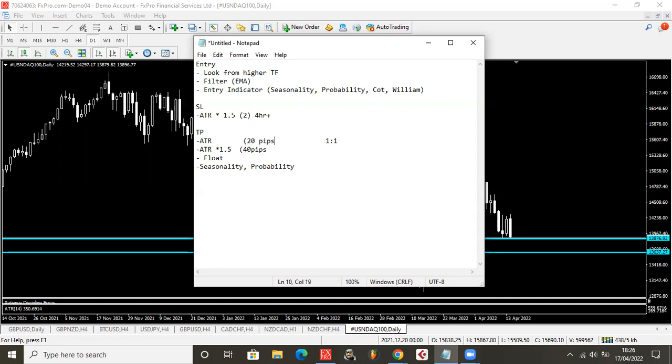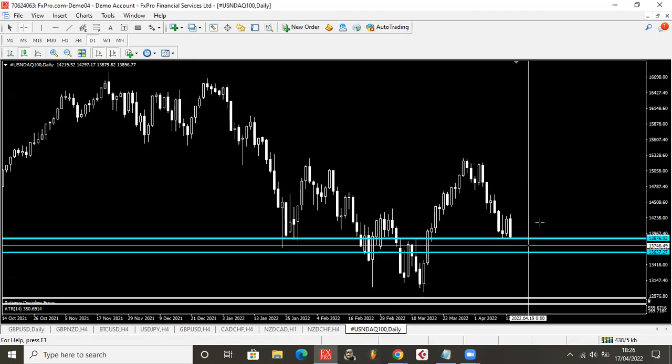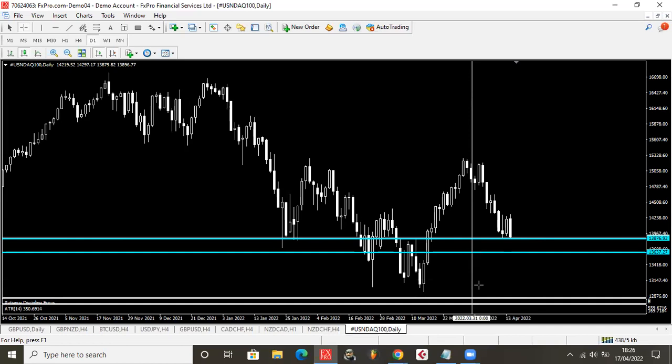So if price ends up going away and touching your first ATR value, which is 20 pips, you move all your stop loss for the other multiple trades that you have into break even. So if they're all at break even here, for example, you wouldn't lose. Automatically, you've profited 20 pips.